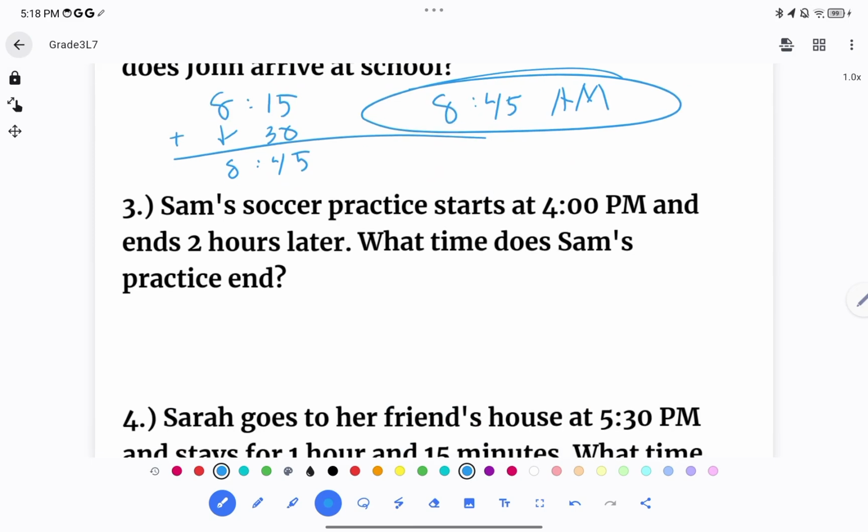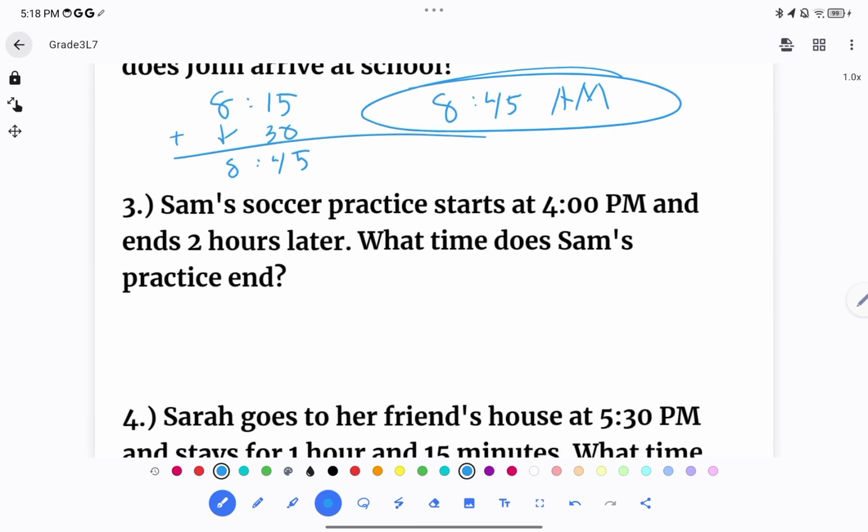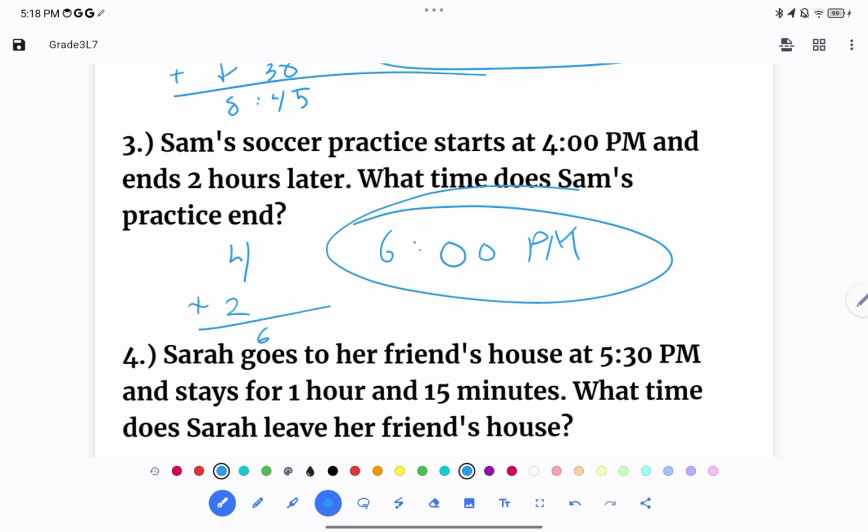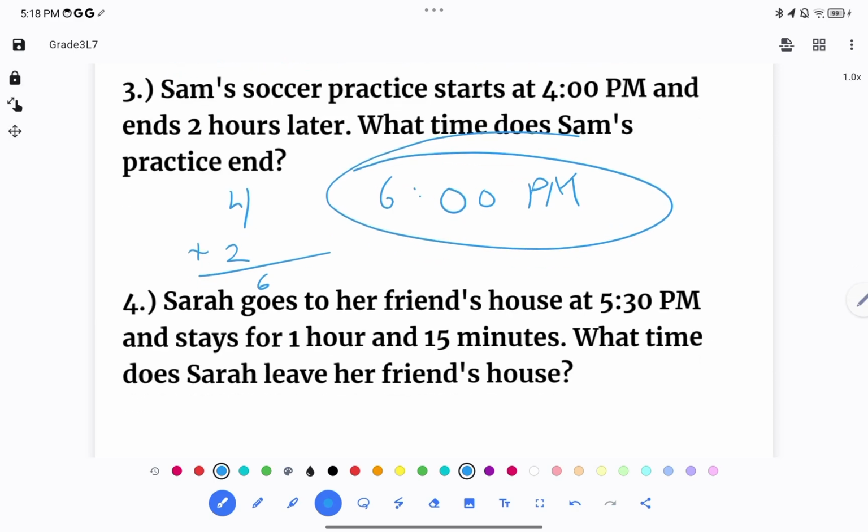Sam's soccer practice starts at 4 p.m. and ends 2 hours later. We can just start with 4, add 2 hours, and then you get 6 p.m. I'm only doing this because there's no minutes. It's exactly on the dot at 4 p.m., when the hour starts.